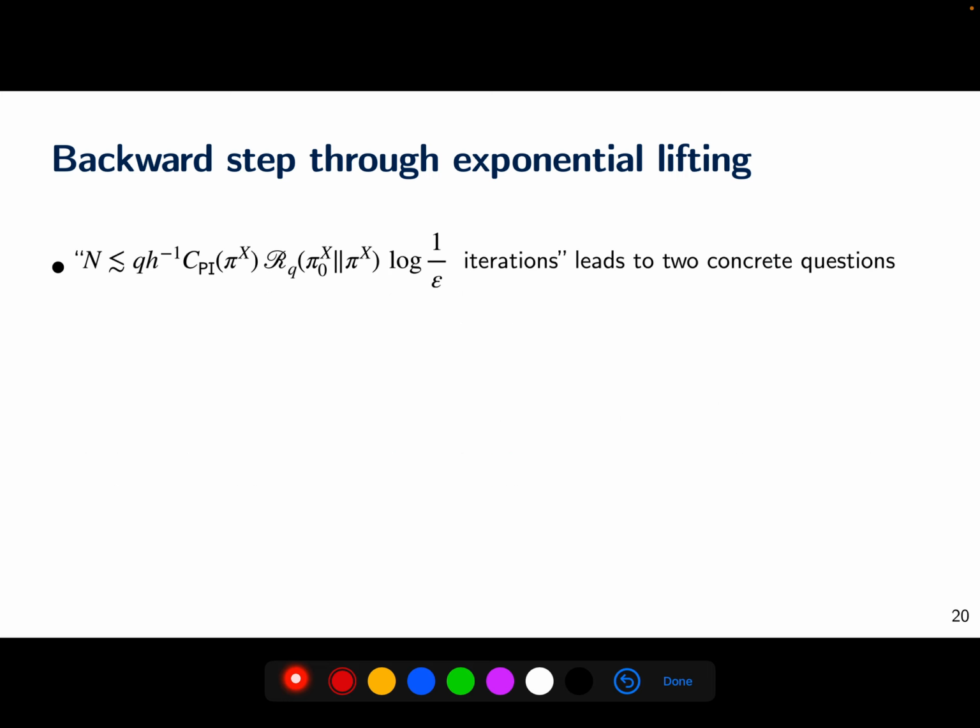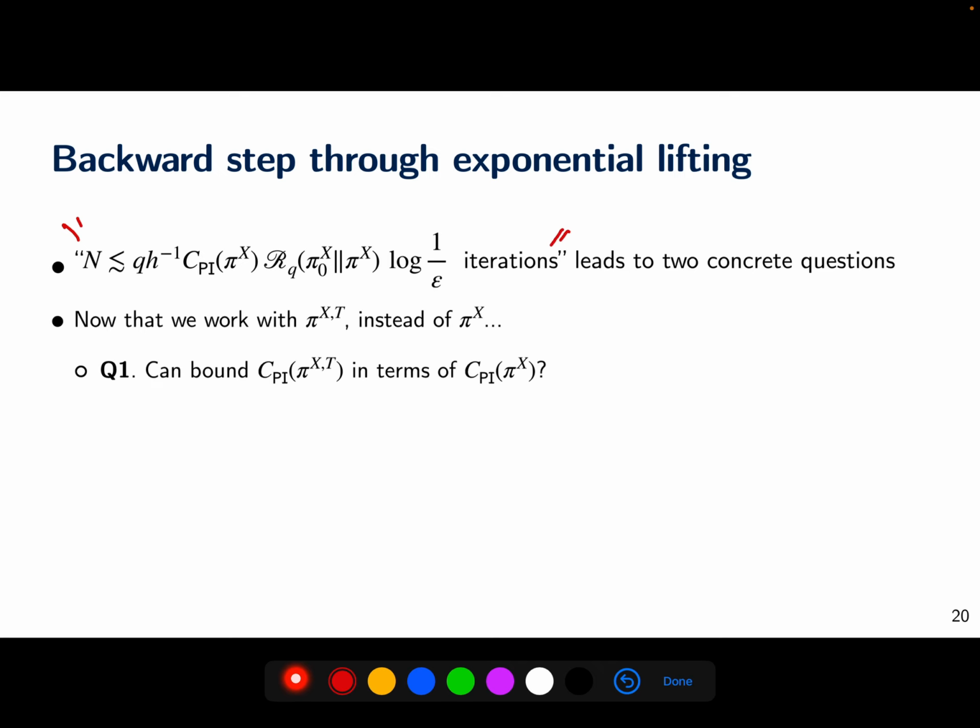So yeah, now with these given guarantees, we have two concrete questions. Now that we work in n+1 dimensional space to sample from phi of x comma t instead of directly sampling from phi of x, we have to understand the Poincare constant of this augmented, lifted distribution, not just phi of x, right? And then the next question is how large h could be, right? Because larger h means a better mixing time.